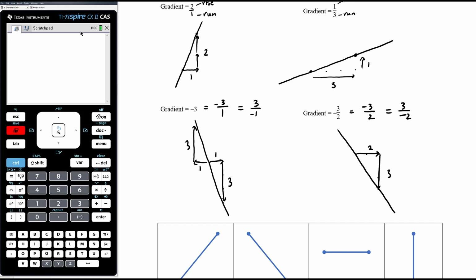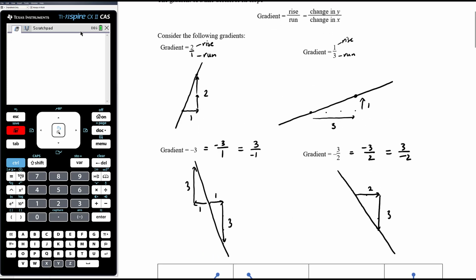So having an understanding of what a gradient actually means in terms of the slope: if the gradient's 5, what does that mean about the slope? It means for every 1 step across, we're taking 5 steps up. Now you can always compare it to 1 step across. You can say a gradient of 2 is for every 1 step across, 2 steps up. A gradient of a third is for every 1 step across, 1/3 of a step up. You can think about it that way instead.